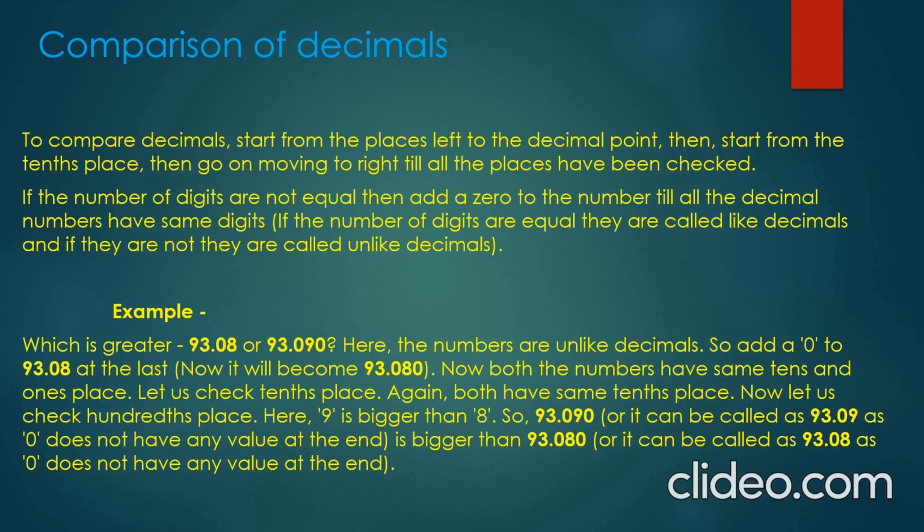So, 93.090, which can be called 93.09 as 0 does not have any value at the end, is bigger than 93.080, which can be called 93.08, because 0 does not have any value.